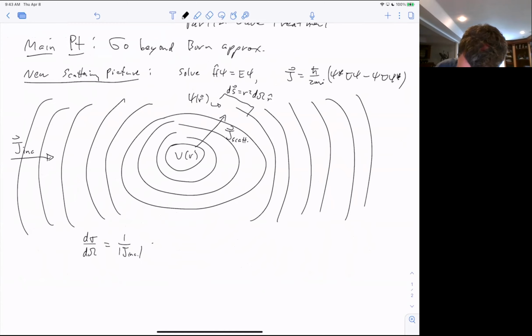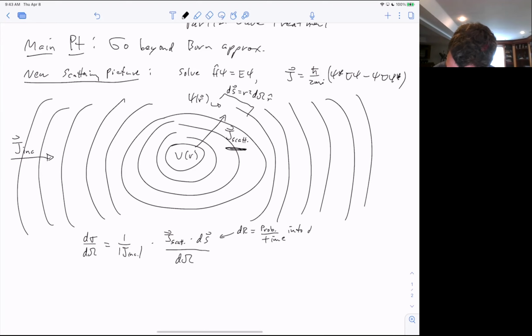But now the probability flux flowing into the detector is J scattering dot dS. That's the probability flux flowing into the detector. And I have this d omega on the bottom. And so this dot product is the probability per time that flows into the detector. All right, so that basically tells us the probability that the particles will scatter in that direction. Okay, that's the differential cross-section.